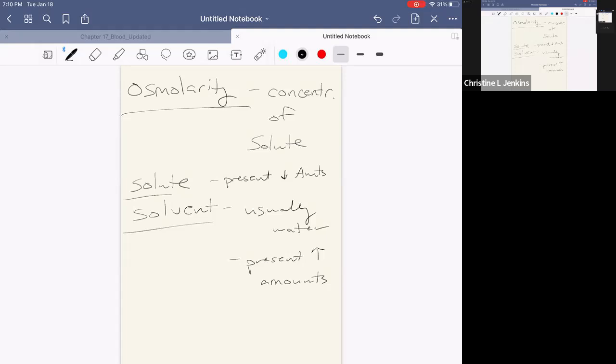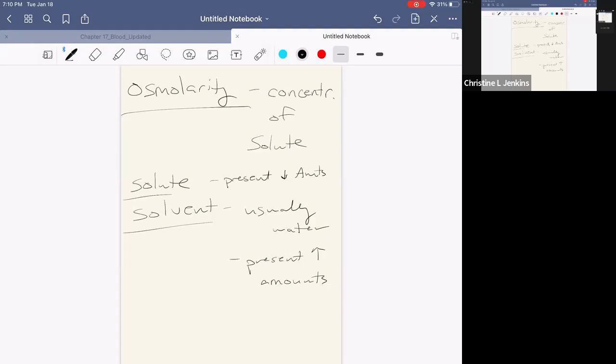What would a high osmolarity Kool-Aid taste like? Very sugary and sweet. High osmolarity means it has a lot of solute. If I have a lot of sugar, it's going to taste sweet. What would a low osmolarity Kool-Aid taste like? Watery. Low osmolarity means there's less solute. It would taste watery.